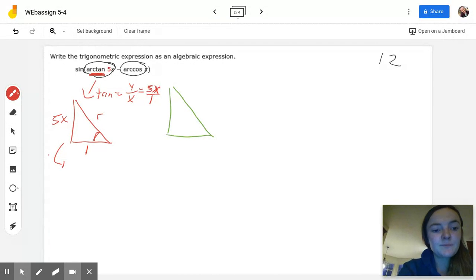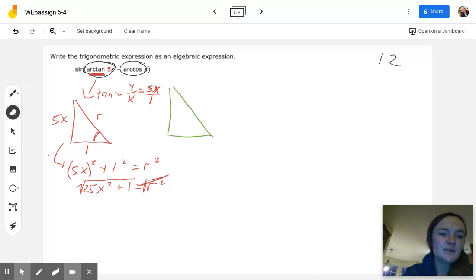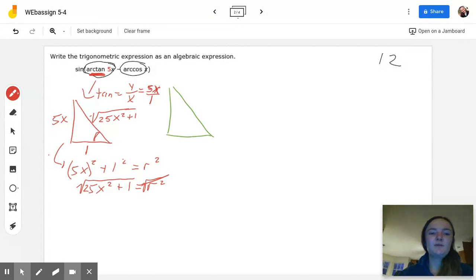We'll call it r. So (5x) squared, and remember it's the whole thing being squared, plus 1 squared is equal to r squared. And so I know that 25x squared plus 1 is equal to r squared. I'm going to take the square root on both sides. That's going to undo the square. And I'm going to take the positive square root because I know that radii or hypotenuses, any of those things, they represent distance and they're not going to be negative. And so we're going to make this the square root of 25x squared plus 1. Okay, we got the first triangle done. Let's do the next triangle.